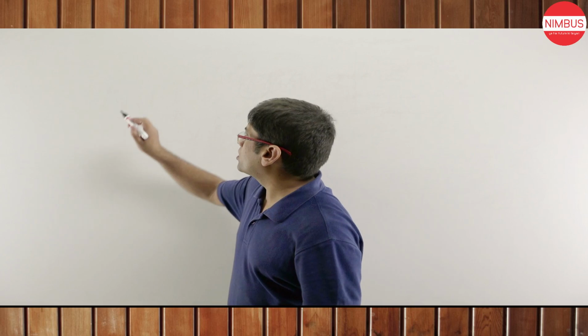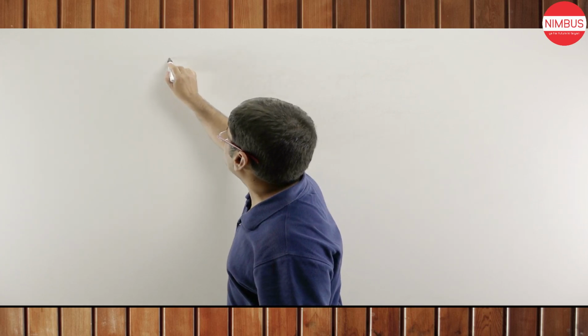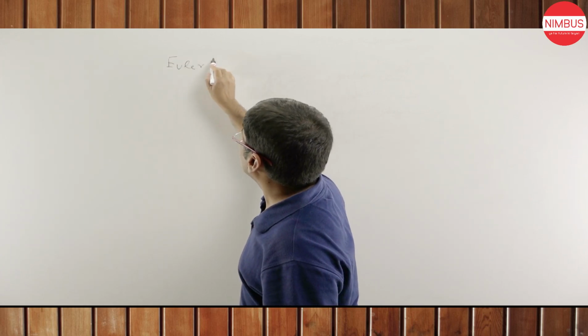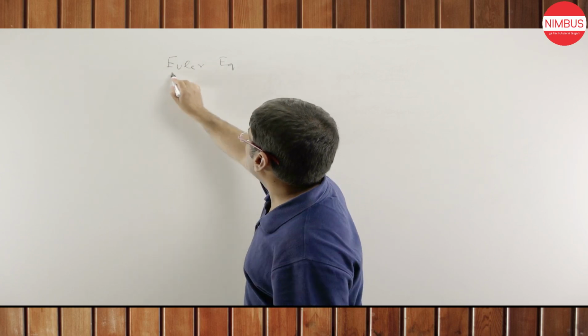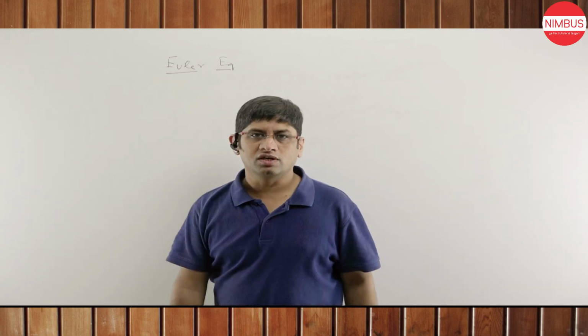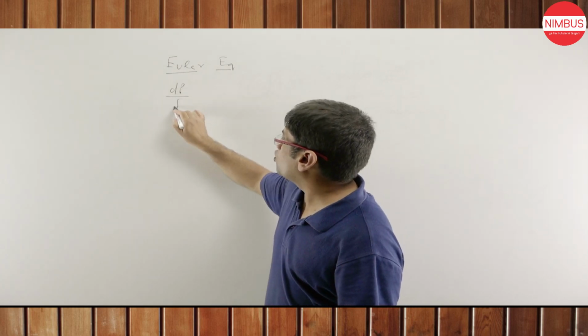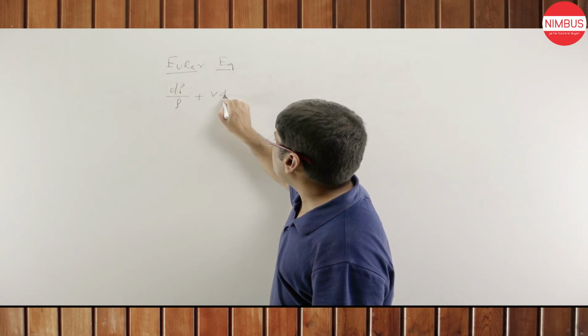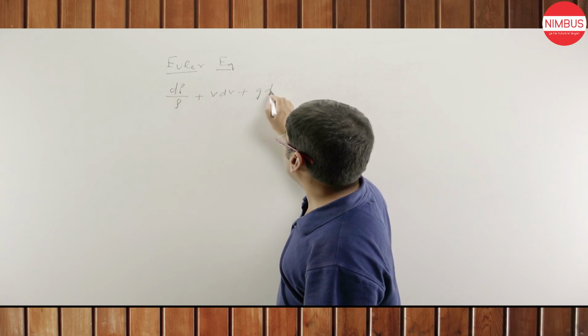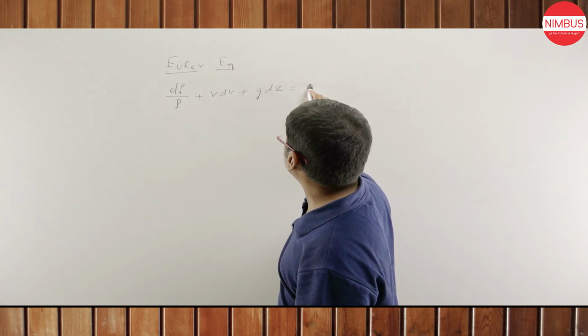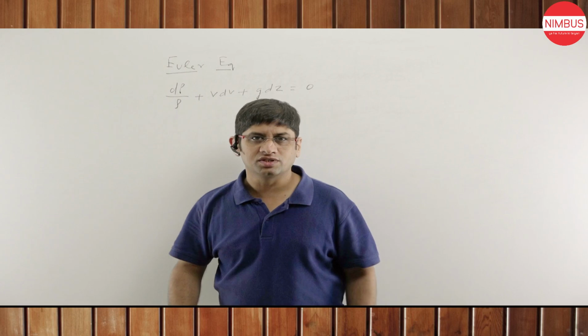Now to make the Bernoulli equation, first you need to start from the Euler equation. Euler's equation is the equation of motion, and there are three terms here: dp by rho is one term, v dv is another term, plus g dz is the third term, and that is equal to 0. That is called Euler's equation.